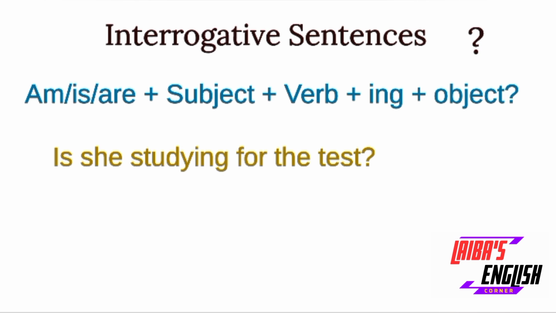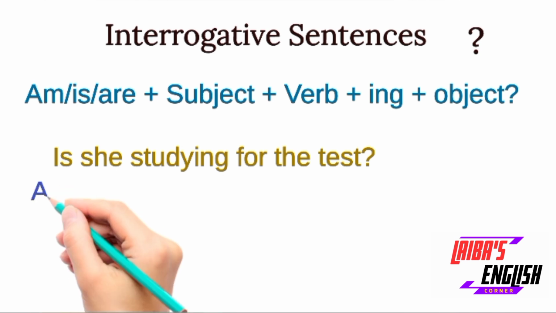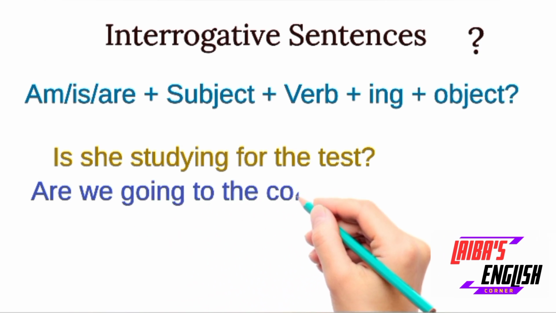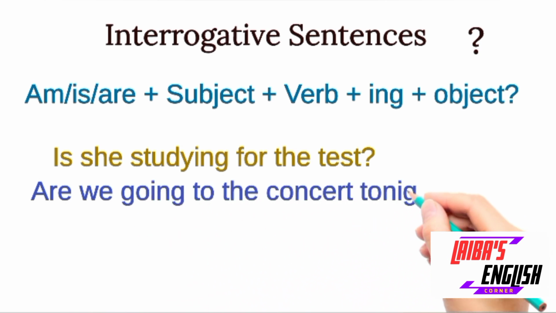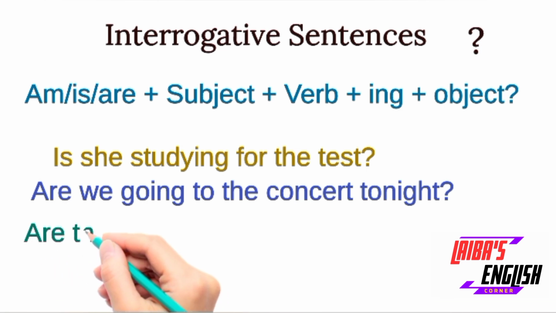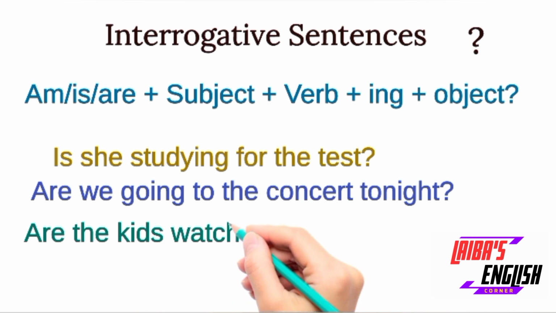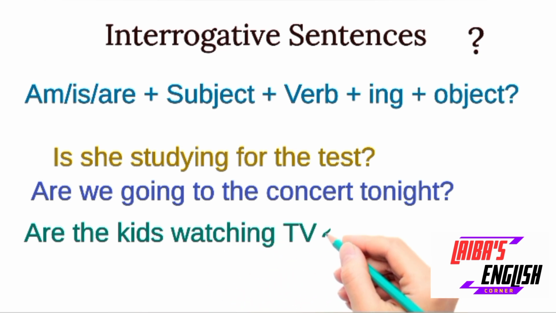The example is, is she studying for the test? Remember that you have to keep the rules in mind, that with he, she, it, we will use is. Are we going to the concert tonight? We just swap the things. We are going to the concert tonight is a simple sentence, but when we have to make the interrogative sentence, we use the helping verb at the start. So it looks like, are we going to the concert tonight? And the question mark at the end is compulsory.